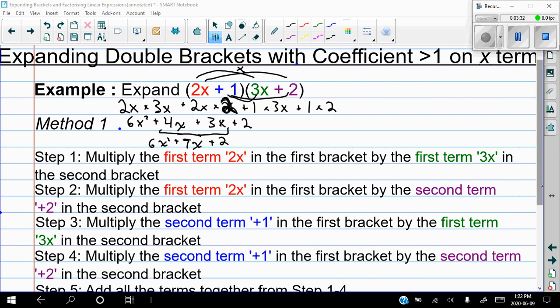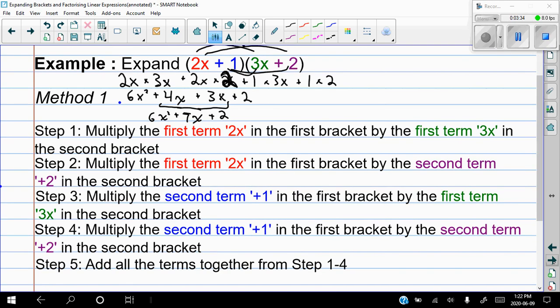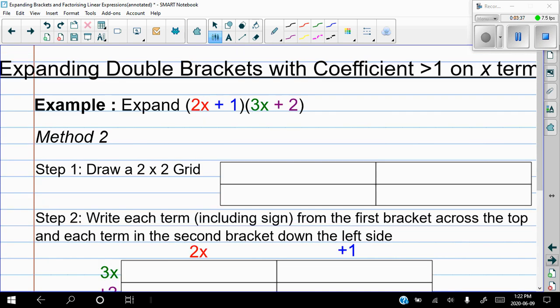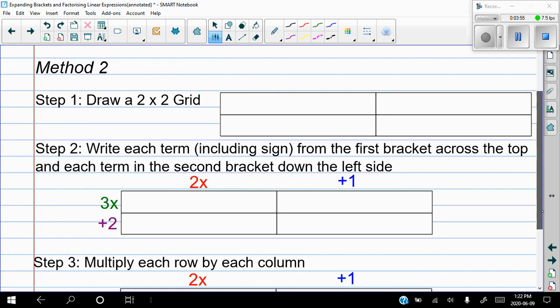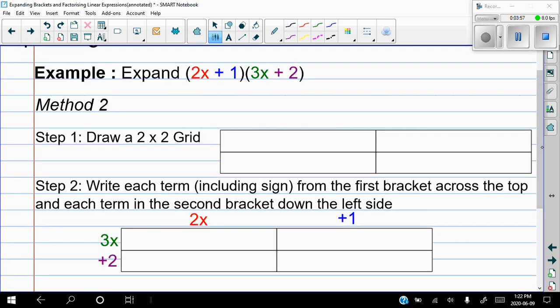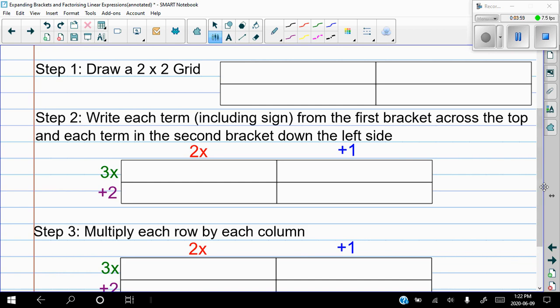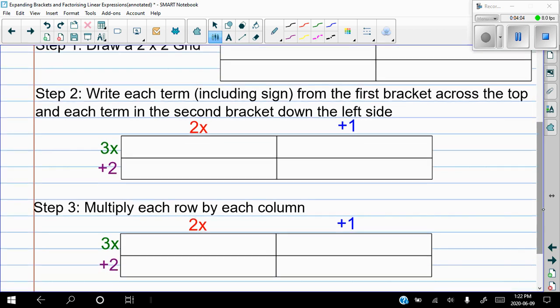So let's do one more method on the next page. Same thing, grid method. We've been doing this before. So we put our first bracket across the top, splitting it up and including our signs, and then the second bracket down our left. So it's all about the setup with this one, and then visually it makes our math easier. Really, it doesn't do anything, but that's why some people like this because it's more visual.